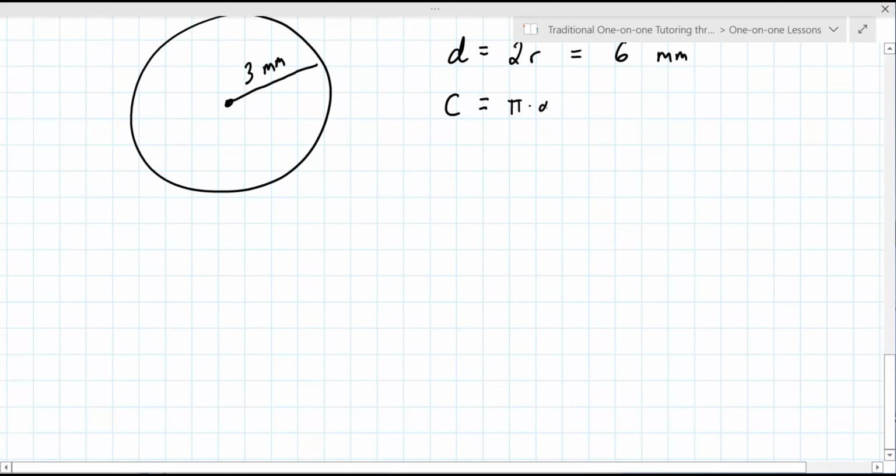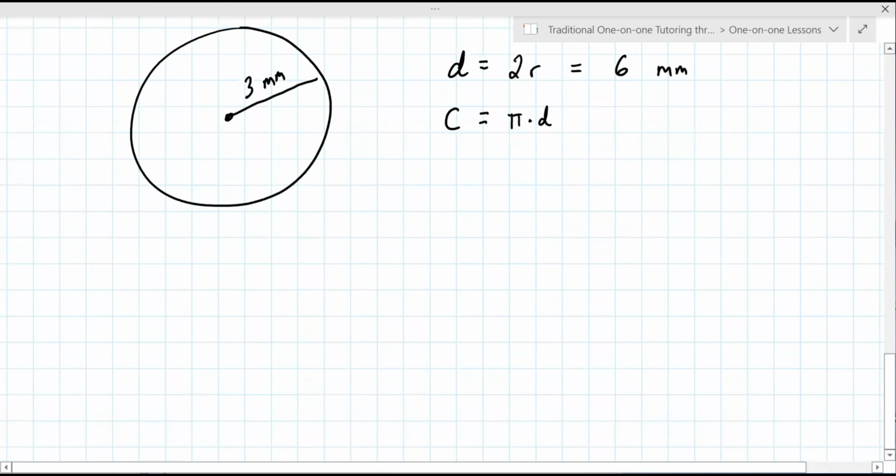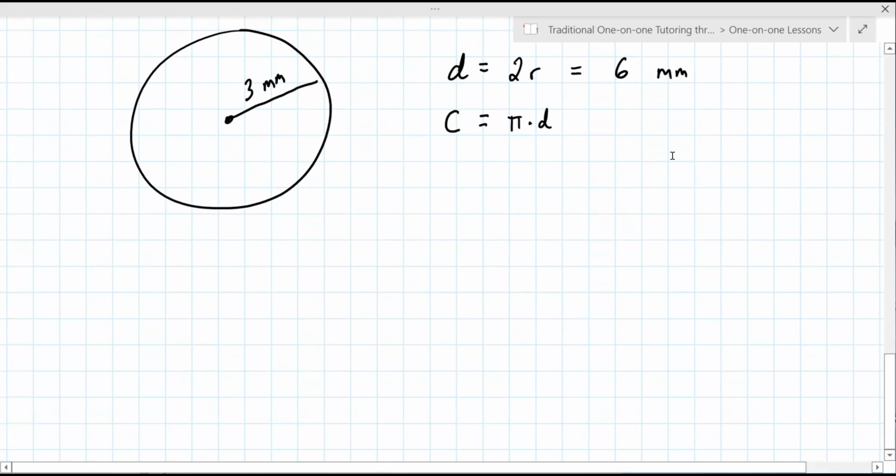Okay. Pi times diameter. Now, what is the diameter of the circle? What is the diameter of this circle? D equals 2 times R. That's right. But did we calculate the diameter already? Yes, we did. What is the diameter? 6 millimeters. Let me write that problem down. Number 1.